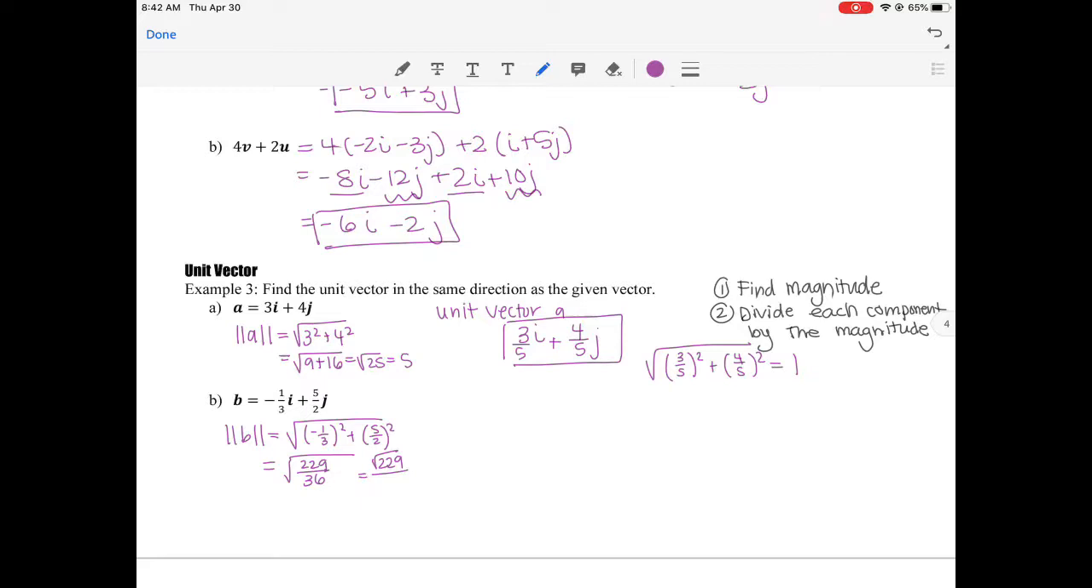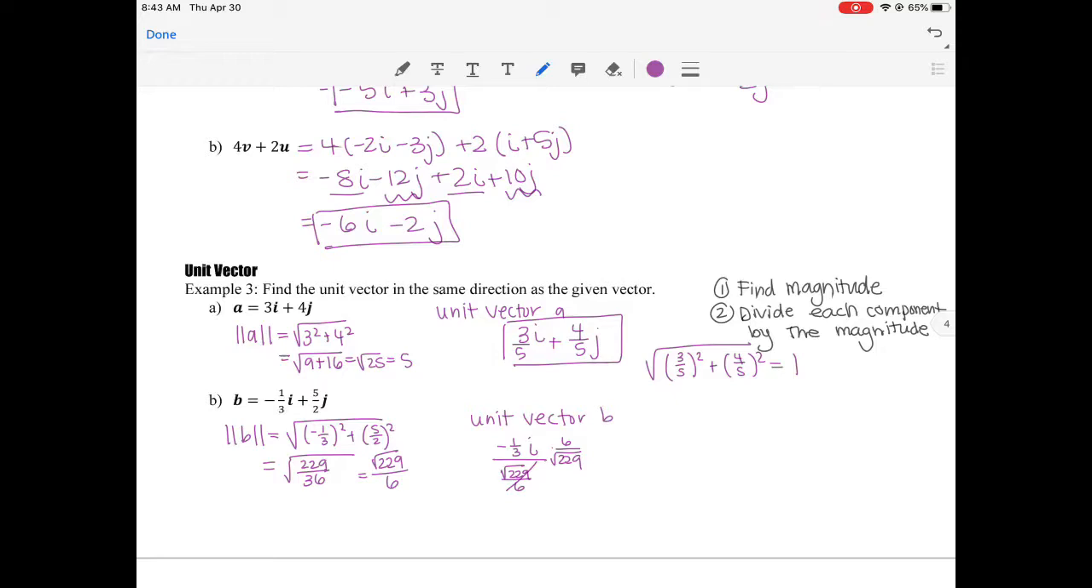It doesn't have any pairs of factors here, so it's not going to break down. And we're going to divide it by the square root of 36, which is 6. So in this case, the thing that makes this one a little bit harder, our unit vector b, we're going to take -1/3 i, and we're really dividing by the square root of 229 over 6. And remember, dividing by that is the same as multiplying by its reciprocal, right? I think sometimes that makes it a little easier to see.